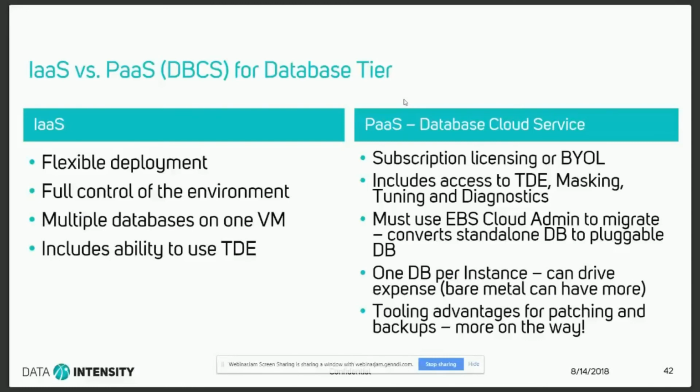And then, obviously there's a decent amount of tooling for things like patching and backups. Obviously with Autonomous, it's fully automated. It doesn't really require any sort of significant DBA effort. So you have that benefit as well. And this customer chose to implement the PaaS solution.